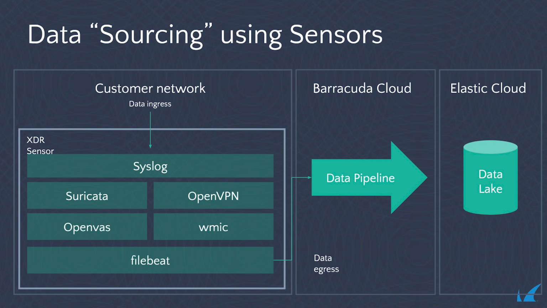As I said, we have a proprietary sensor. The sensor sits in our customer's network. The data ingress point is a syslog, which means inside their network they can send the data using syslog, and then we have various mechanisms in place where we can either identify or parse the data right in the sensor, and then egress the data out using Filebeat to a data pipeline, just like the way I mentioned before, until it gets persisted into Elastic Cloud.